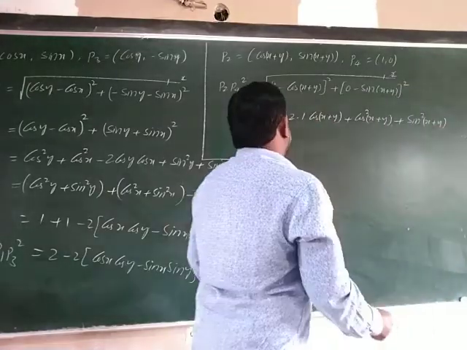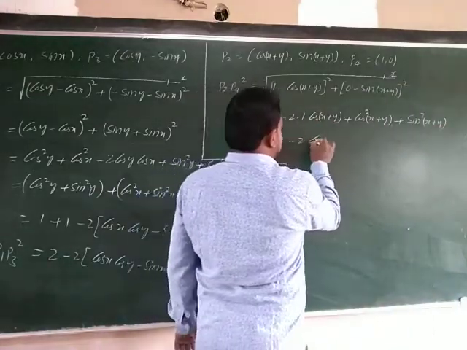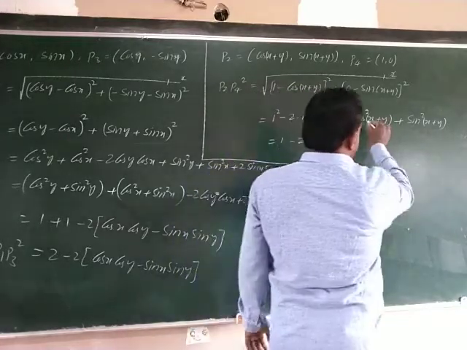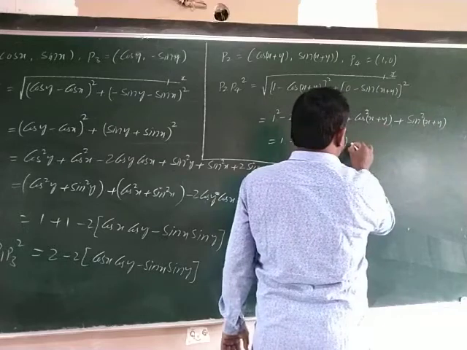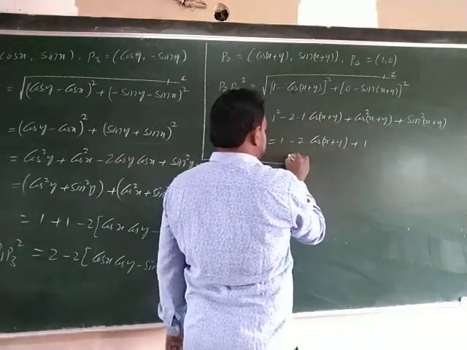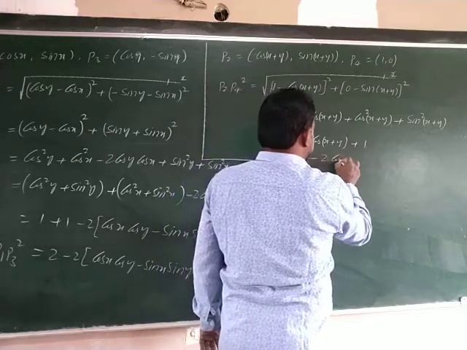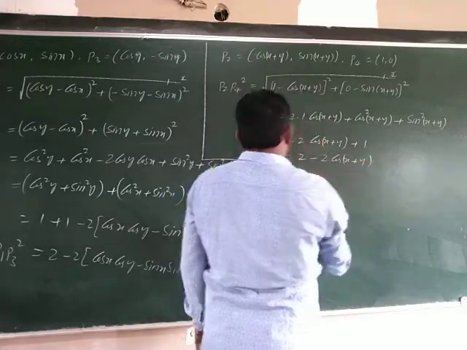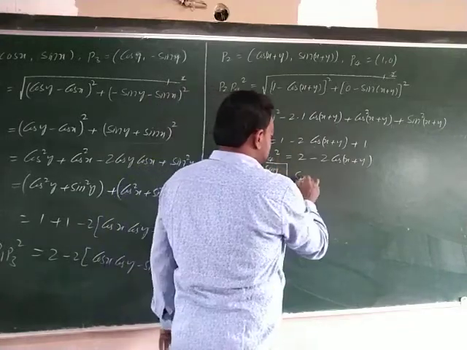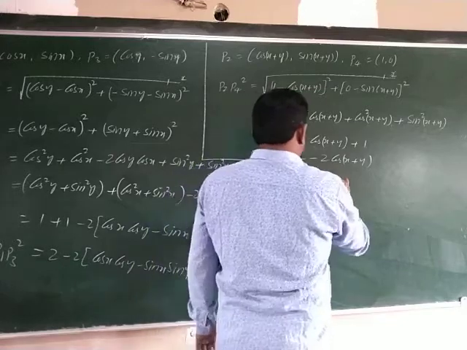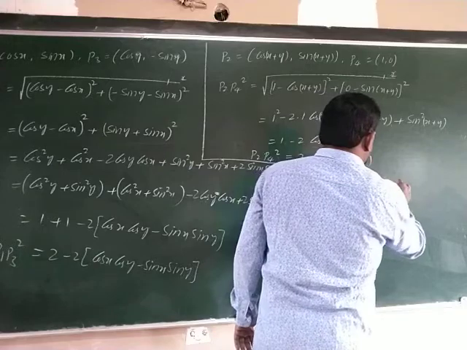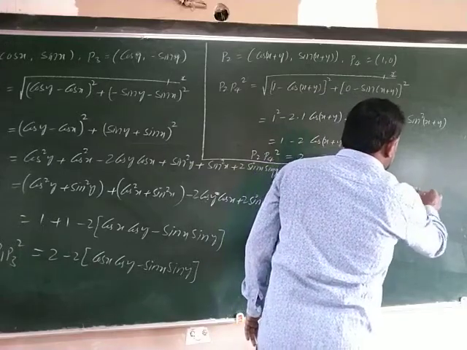Right? So this is equal to 1 minus 2 into cos of x plus y, plus cos square x plus y plus sin square x plus y, which is equal to 1. 1 plus 1 is equal to 2 minus 2 cos of x plus y, which is equal to p2 p4 whole square. Now substitute p1 p3 square and p2 p4 square in equation number 1.